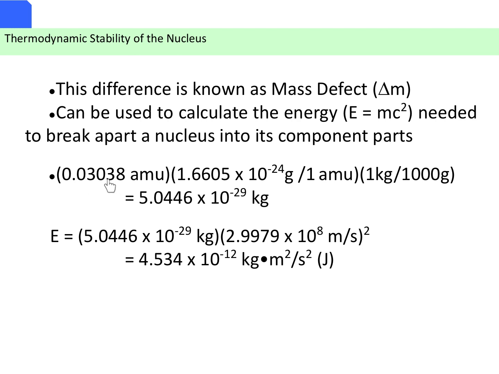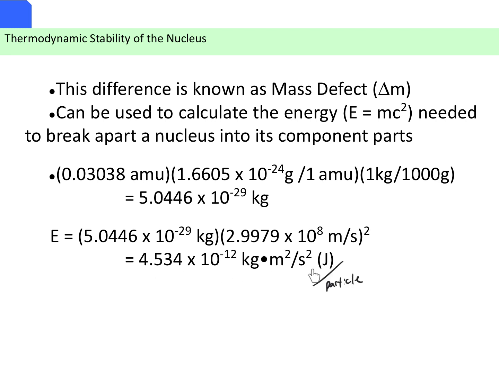So here's that number that we calculated 2 slides ago. It's the mass defect of the helium nucleons versus the actual helium particle. 1 atomic mass unit is equal to 1.6605 times 10 to the negative 24th grams. Then you convert grams to kilograms. What you have is that mass defect in AMU, 5.0446 times 10 to the negative 29th kilograms. We'll put that in for m for mass and take the speed of light squared, and we get, in units of joules, 4.5 times 10 to the negative 12th joules.